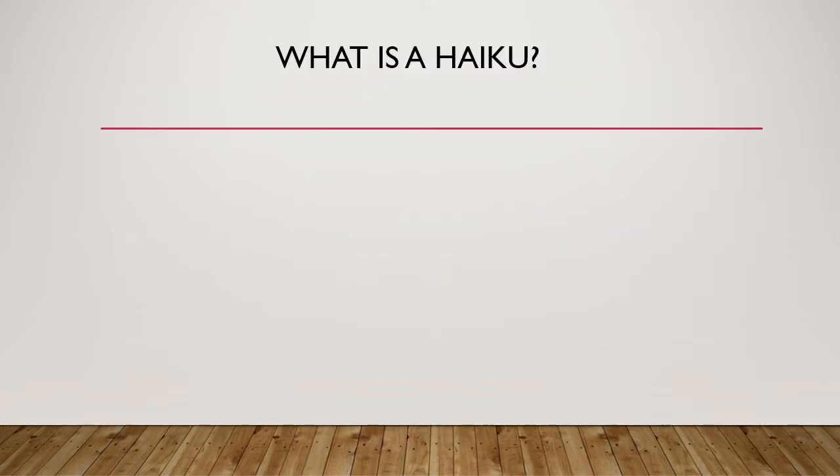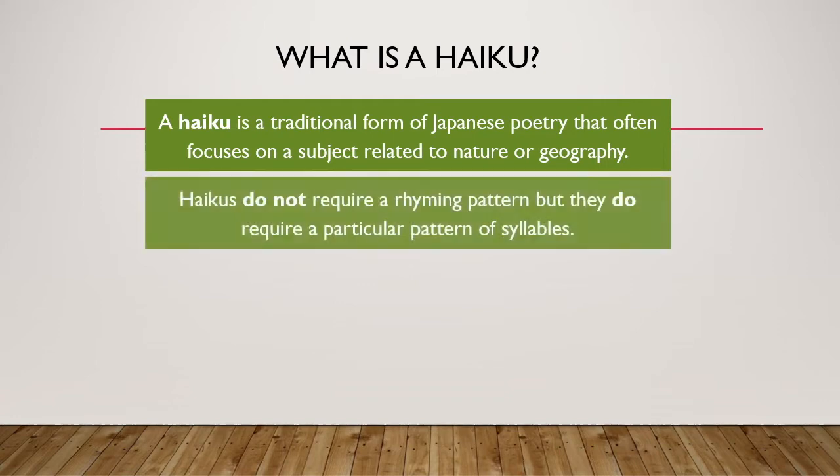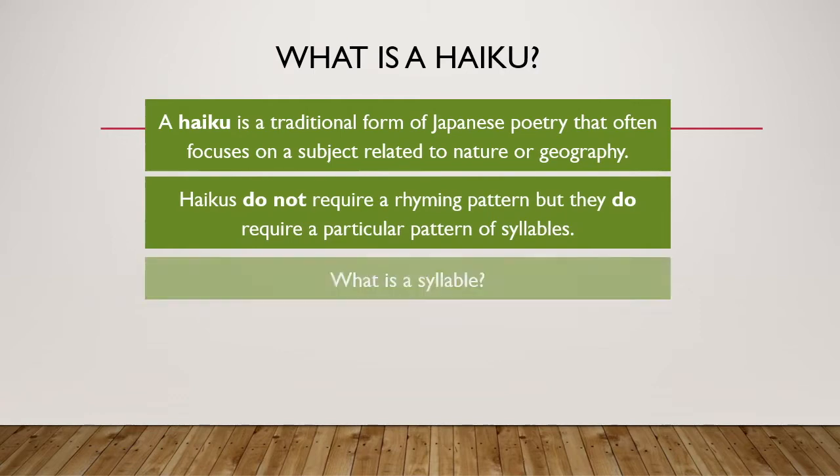The first thing to think about is, what is a haiku poem? A haiku is a traditional form of Japanese poetry. It often focuses on a subject related to nature or geography. Haikus do not require a rhyming pattern, but they do require a particular pattern of syllables.